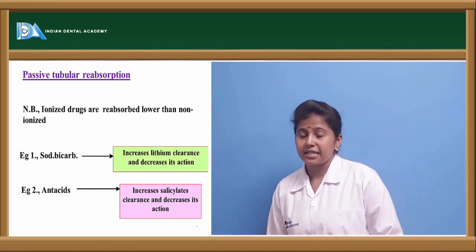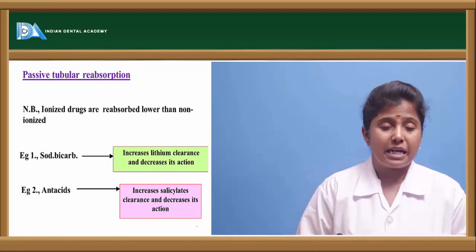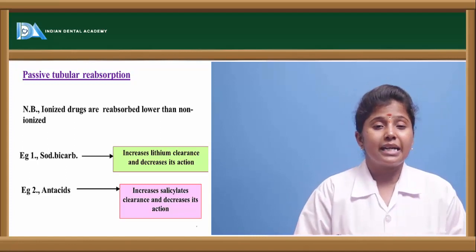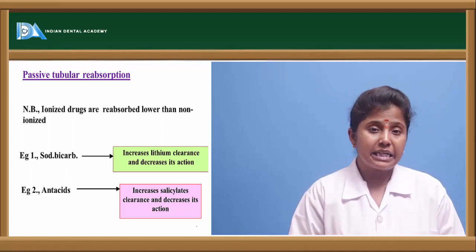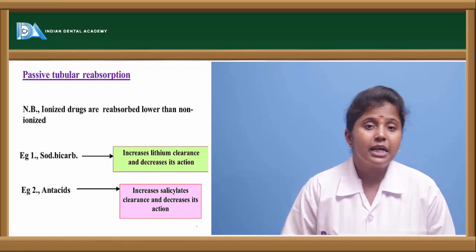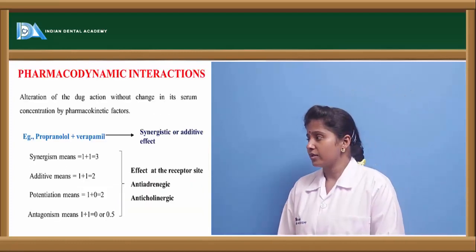The other one is antacids. If we give antacids with salicylates, these antacids will eliminate the salicylates out of the body, and thereby the salicylate effect is reduced.